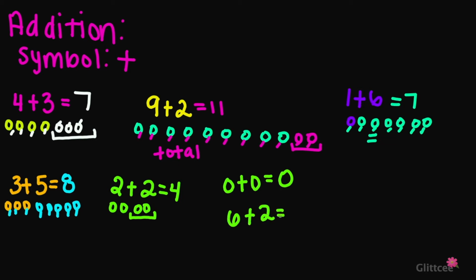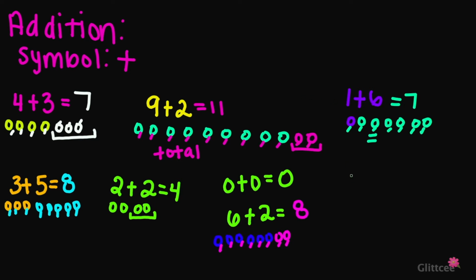What about 6 plus 2? What is this going to give you? If you're adding 6 plus 2, you have 6 marbles. So you're adding 2 more here. How many do you have in total? 1, 2, 3, 4, 5, 6, 7, 8. And this is going to be 8.